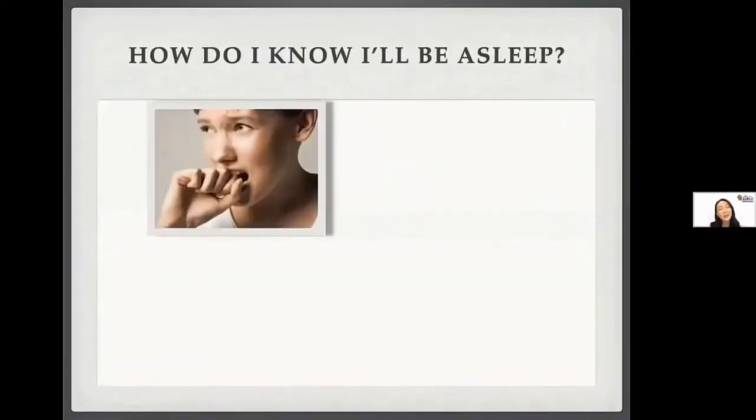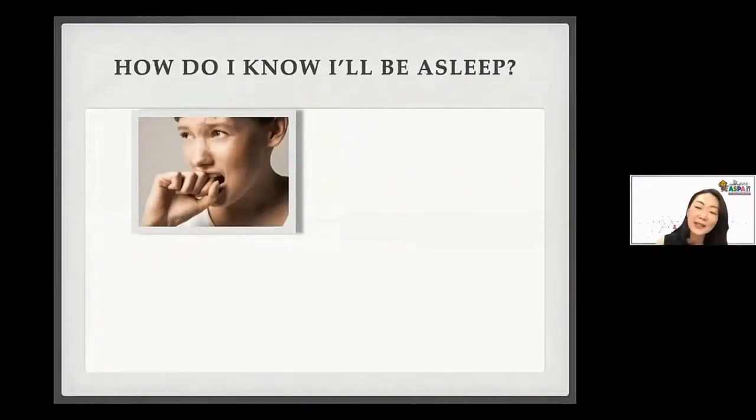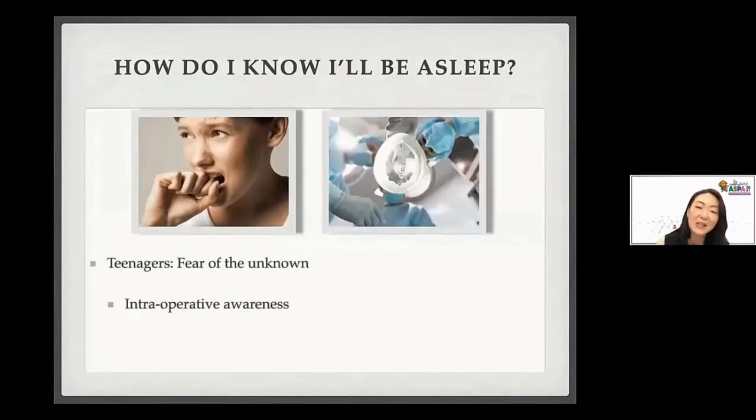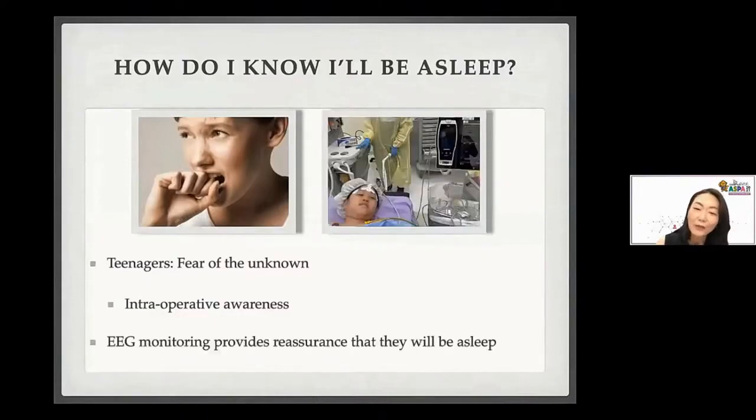The other reason why EEG monitoring in children is useful is that quite often I encounter teenagers who are really anxious and ask, how do I know I'll be asleep? With teenagers, there's always the fear of the unknown. They're afraid that they're going to be aware and lying there unable to move. So even the act of putting on the EEG monitor and showing them, here's what your brain waves look like when you're awake, and we can tell it's different when you're asleep, and showing them that we will be watching their brain, provides a lot of reassurance. It goes a long way to reassure them that they will be asleep and we're going to be watching their brains, which is what we do anyway.